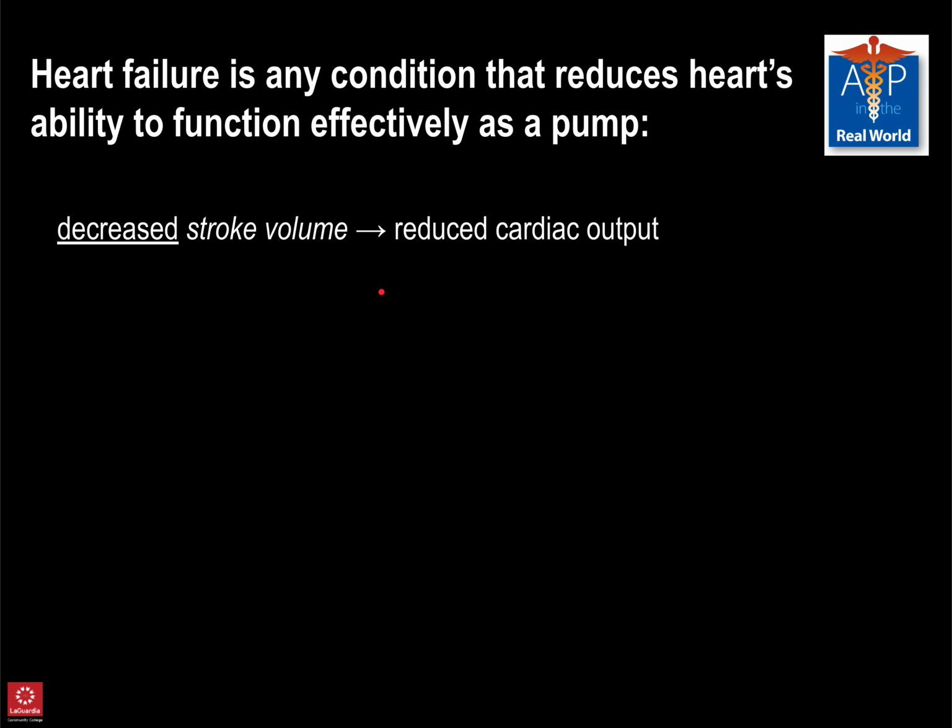And heart failure is any condition that reduces the heart's ability to function effectively as a pump. Causes of heart failure include reduced contractility due to myocardial ischemia and or myocardial infarction, valvular heart diseases, and any disease of the heart itself. This is known as cardiomyopathy, and electrolyte imbalances. And heart failure generally results in decreased stroke volume, which in turn reduces cardiac output.